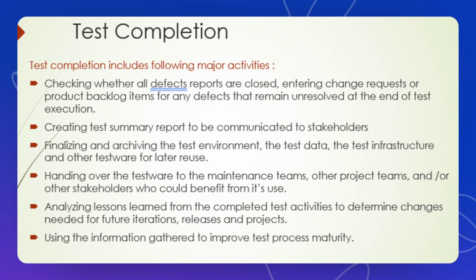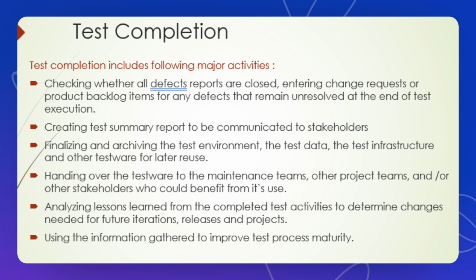So in test completion, we check whether all defect reports are closed, entering a change request or product backlog item for any defect that remains unresolved at the end of test execution. We create a test summary report to be communicated to the stakeholders. Usually the test lead and manager prepare the reports, and usually a weekly update from the QA department is sent to stakeholders, for example the CCO and CTO, etc.